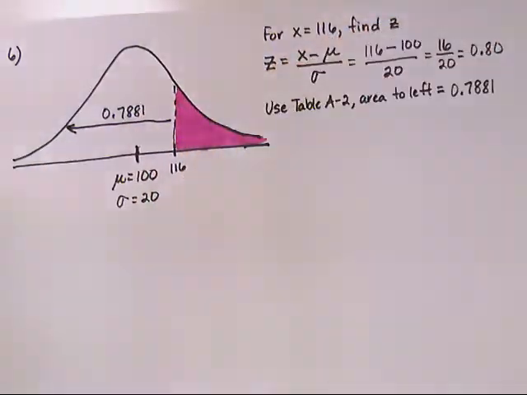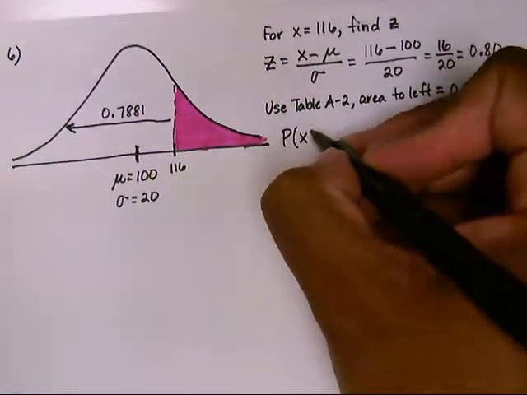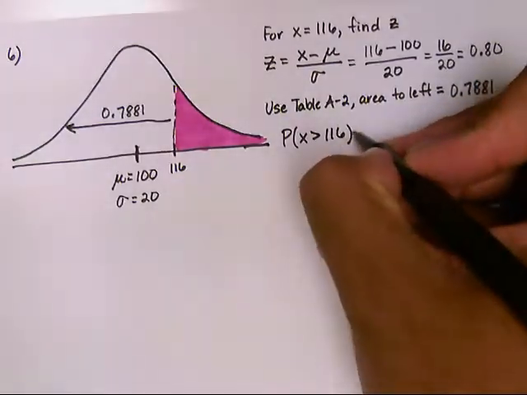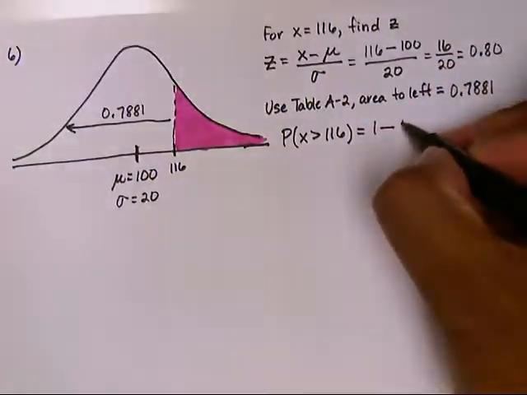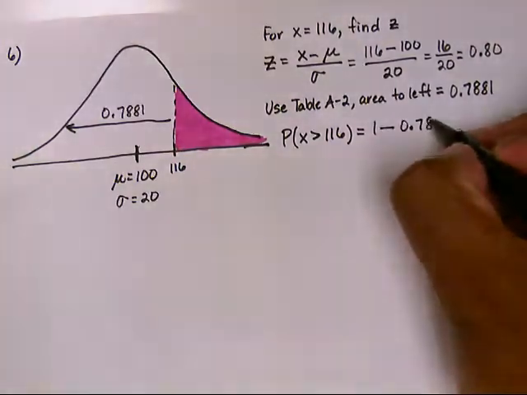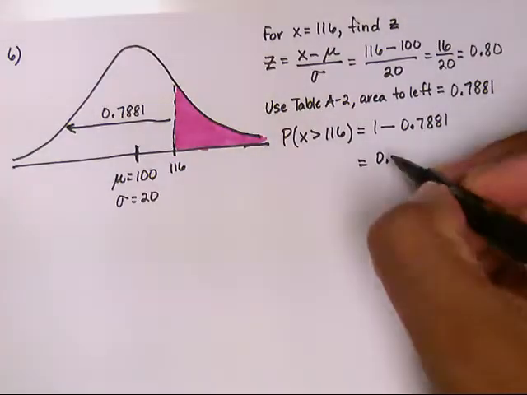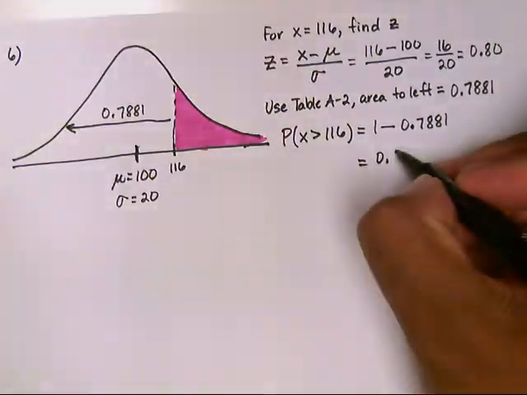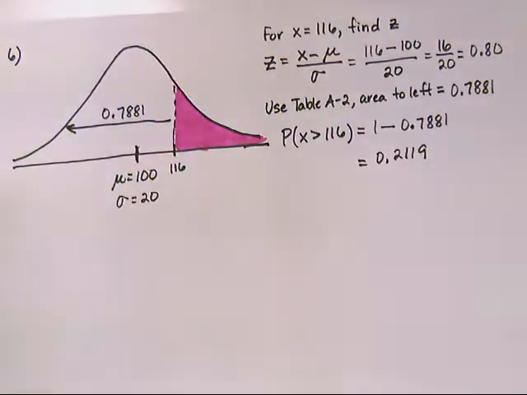I want this shaded area to the right. So to find that, I have to subtract 1 minus that area to the left, 0.7881, which will end up being 0.2119. So the probability that x is greater than 116 would be 0.2119.